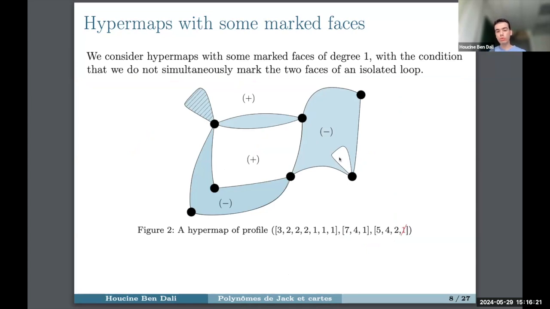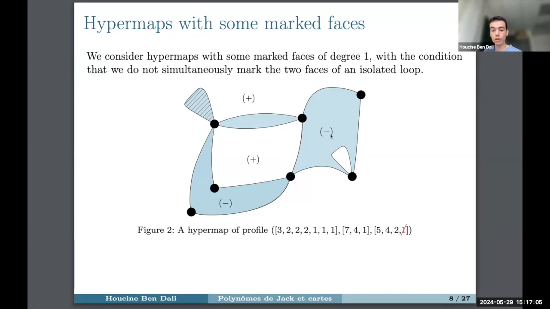Now we know that when we have a hypermap, we have a profile, which is 3 partitions of the same size. We can now assign a profile to these hypermaps with marked faces. How do we define it? We start from the profile of the original hypermap, and then each time we mark a face, we go to the associated partition in the profile and delete one part of size 1. For example, here we have marked a minus face. So we go to the partition lambda minus, which is the 3rd one in the profile, and we delete one part of size 1. Is this definition clear?